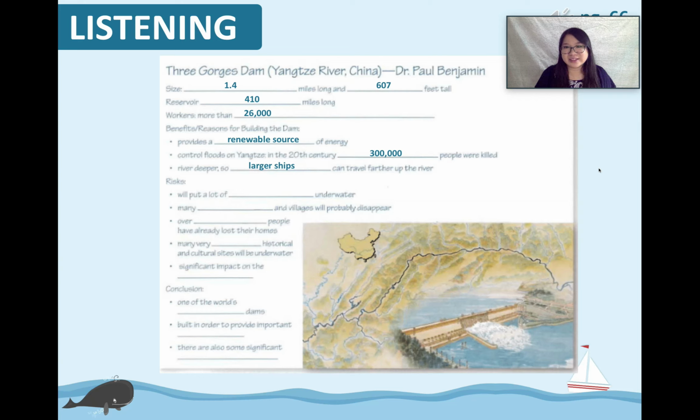But what are the risks? One, it will put a lot of land underwater. Two, many towns and villages will probably disappear. Next, over 1 million people have already lost their homes. Many very old historical and cultural sites will be underwater, and there is a significant impact on the environment.